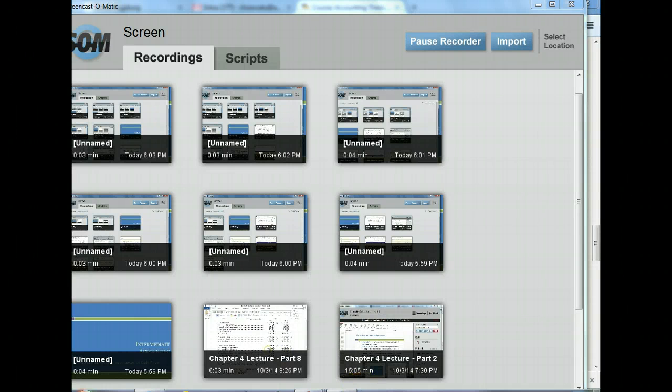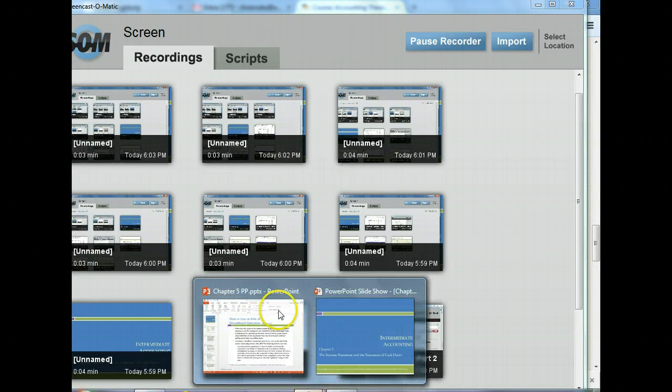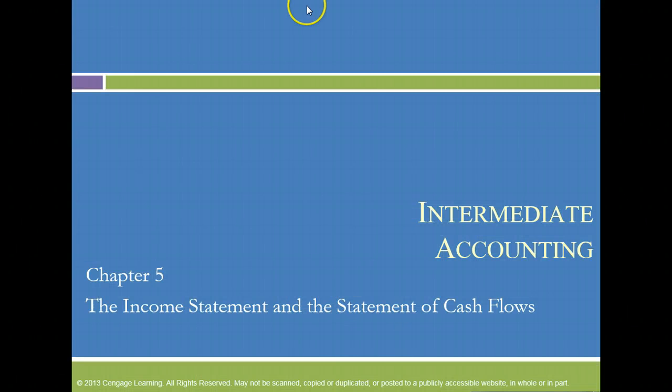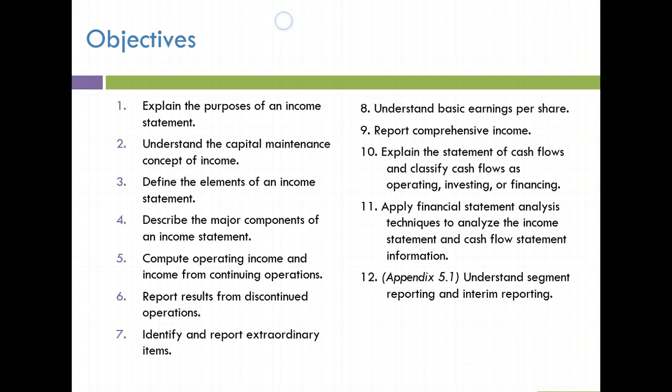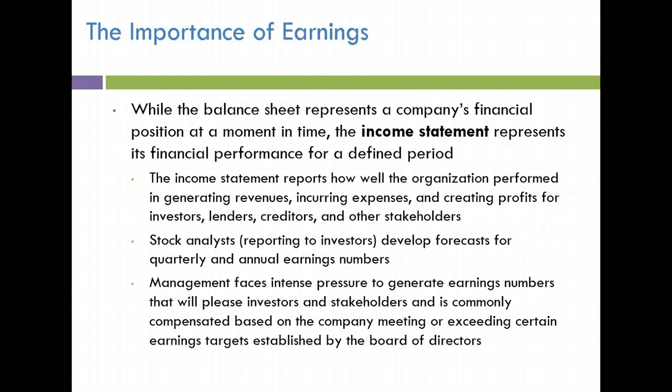Chapter 5, and like I said, we will take the time to go over a lot of the homework, and I'm going to mainly focus on the items that matter in this chapter. So we know, we finished talking about the balance sheet. Now we're going to start talking about the income statement.